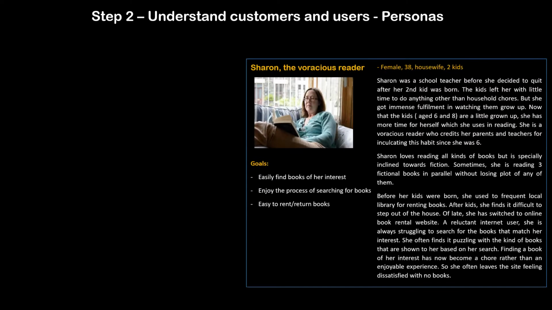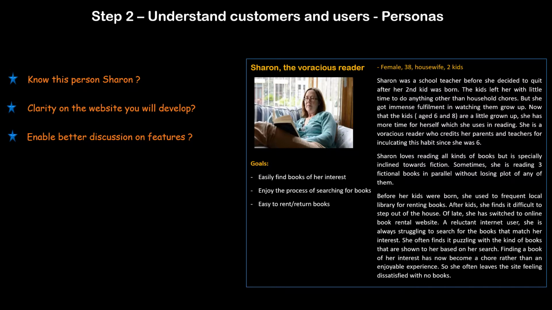Now, after going through the description about this persona, think a bit deeply about the following questions. Do you think you know this persona by the name Sharon? Does it give better clarity knowing that you are developing the website for Sharon? If a new feature discussion comes up, will it help the team to make a quick decision by asking, will Sharon want this feature? Pause here for a minute to reflect on these questions.